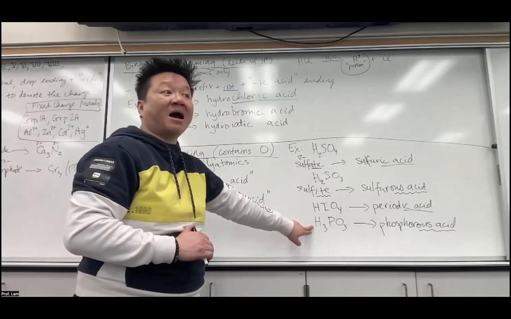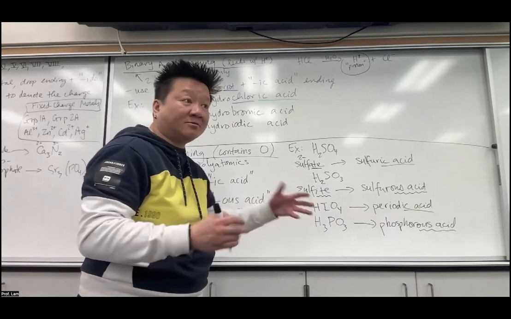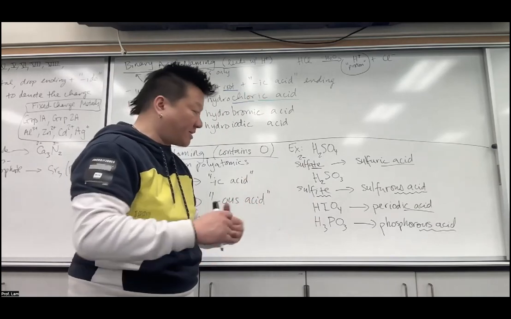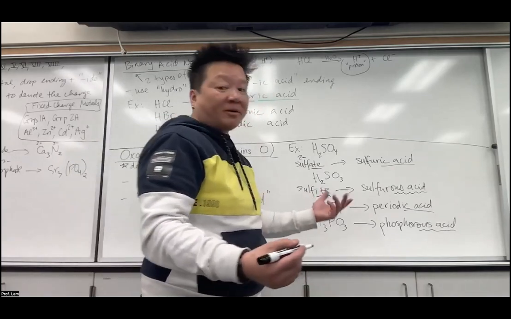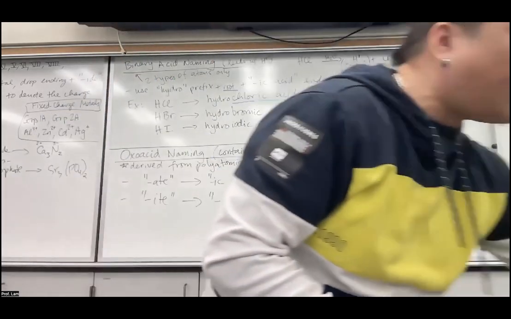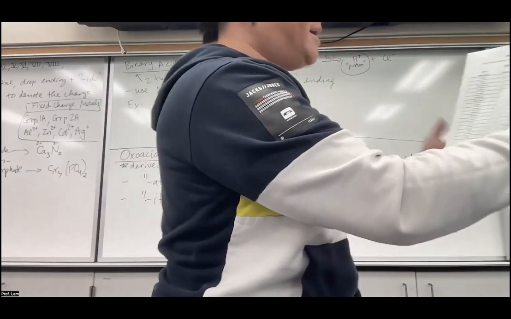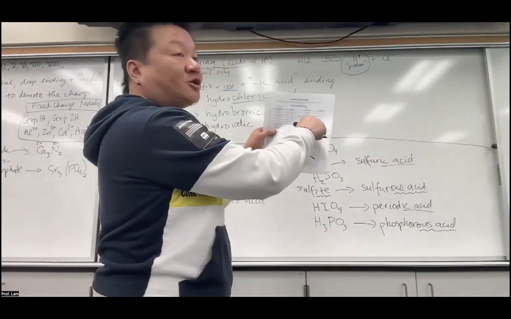Yeah, PO3 is 3 minus. So how many protons do you need to neutralize it? 3. So that's why it's H3PO3. Okay. Now, if it's not H3PO3, there's one called, if you look on the right, you see H2PO4 minus.